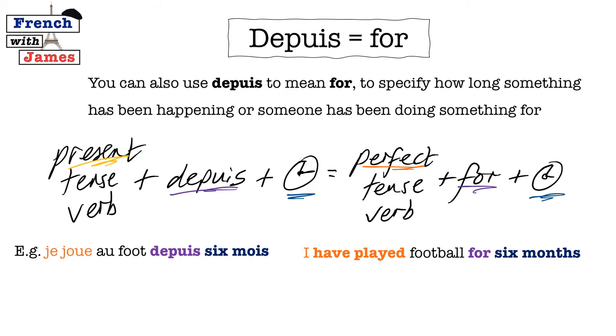And we can also translate this into English using the perfect and continuous tense, and that's this one here where we'd say, I have been playing football for 6 months. So either of those is perfectly fine in English, and to express either of those ideas in French we'd use this exact formula, so present tense verb plus depuis plus time frame.